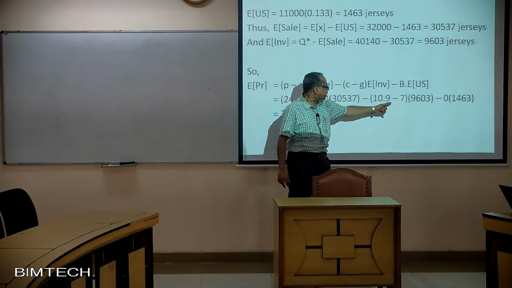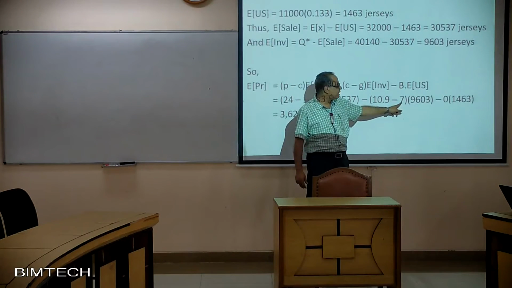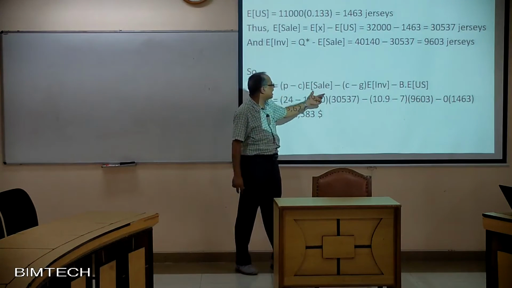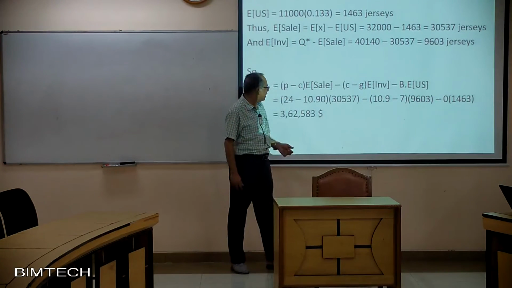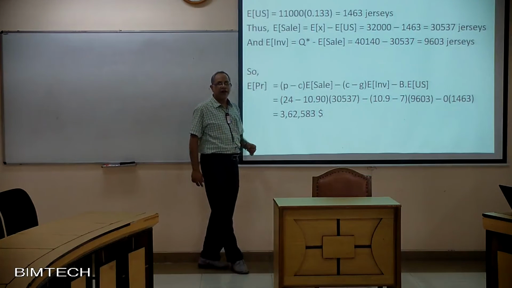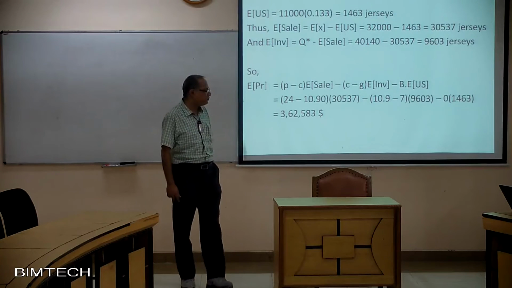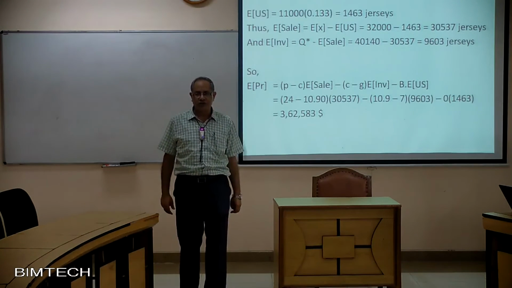We put our values. Now remember, instead of 0, we have a 7 here and the corresponding values of the expected sale, inventory and unit short. And then finally, we get our expected profit as $362,583.